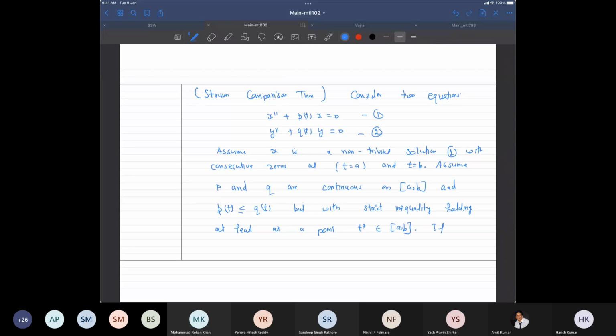Now, if y(t) is a non-trivial solution of 2, such that y of a is equal to 0, then there exists c in the open interval (a, b) such that y(c) equal to 0.